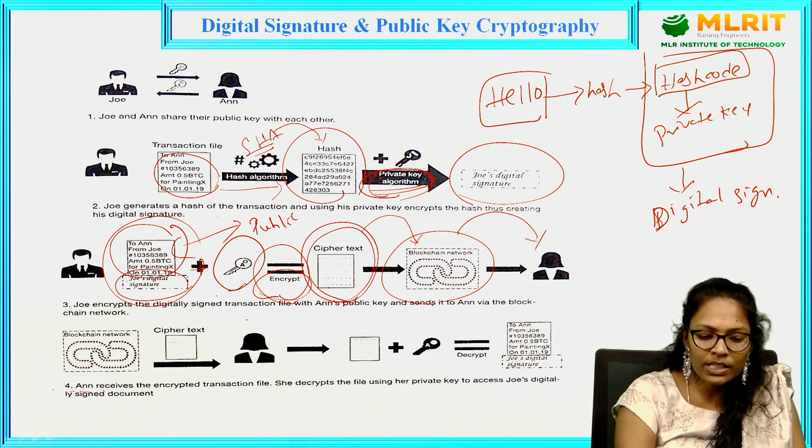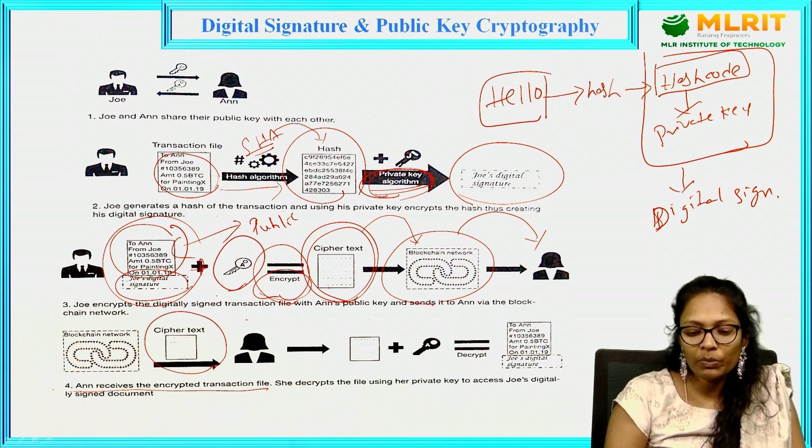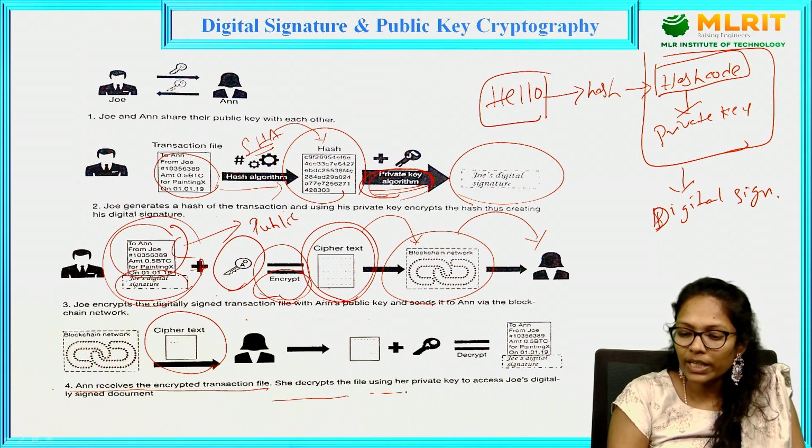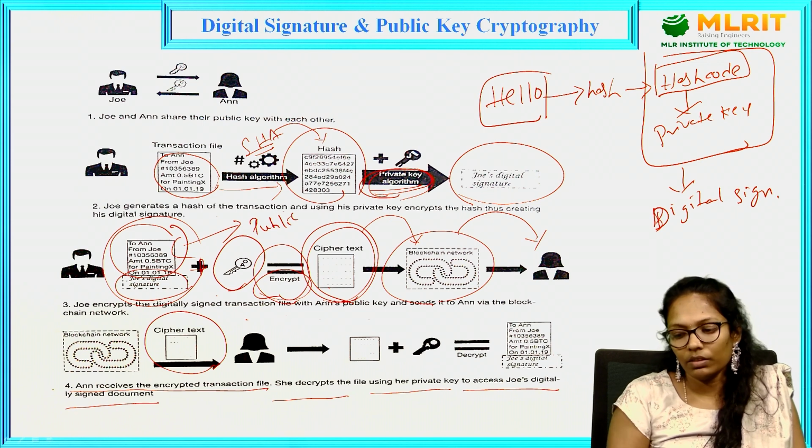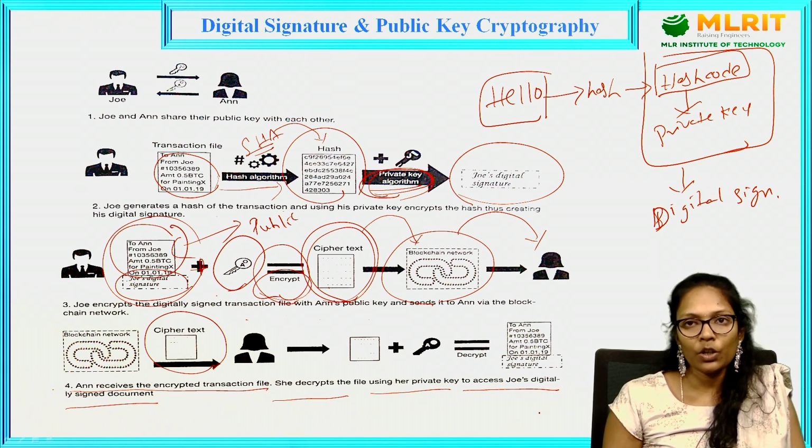So Anne receives the encrypted transaction file. Yes, she got the ciphertext value. Now she decrypts the file using her private key to access Joe's digitally signed document, right?